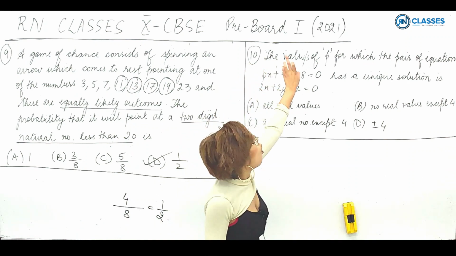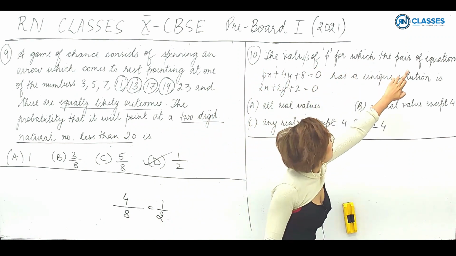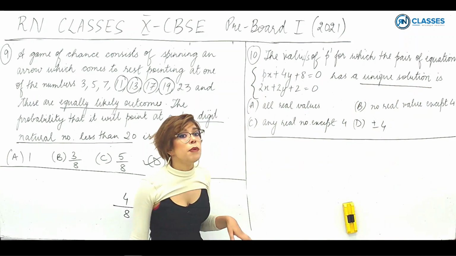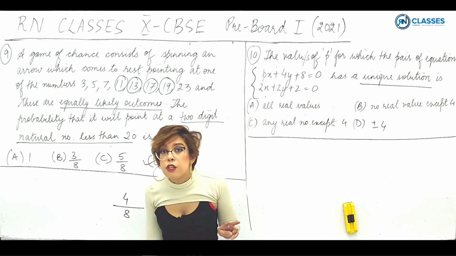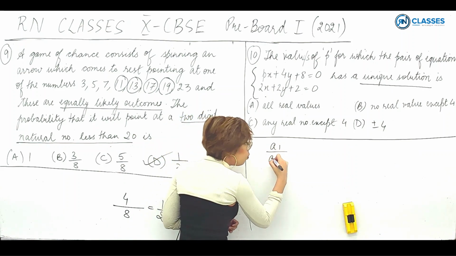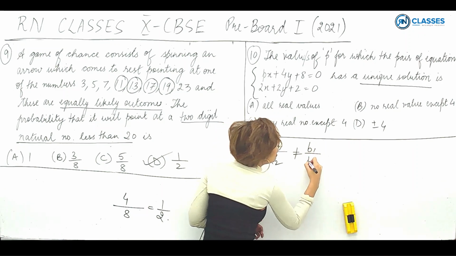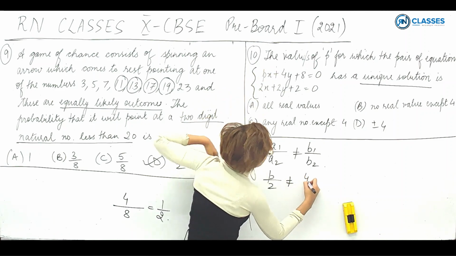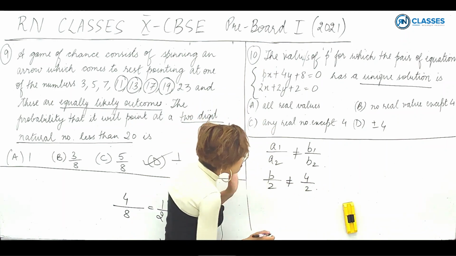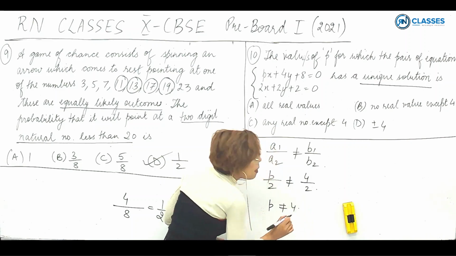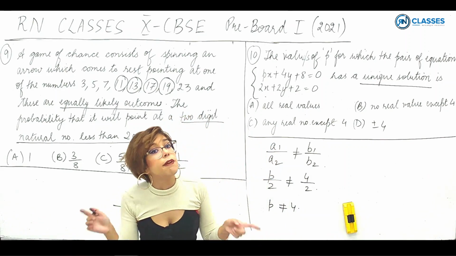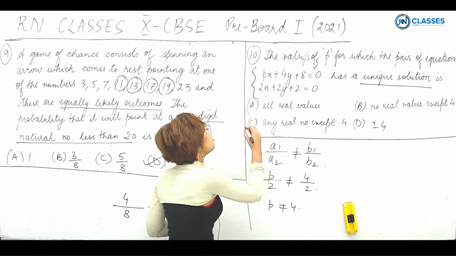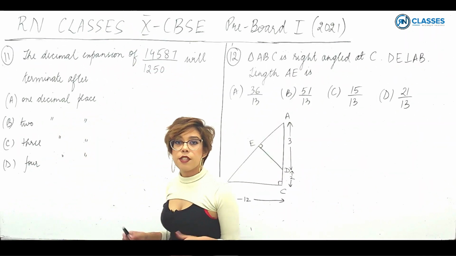He says the value or values of P for which the pair of equations, as in these two, has a unique solution. Now, I know the pair of linear equations will have a unique solution provided A1 by A2 is not equal to B1 by B2. So, that means P by 2 should not be equal to 4 by 2. Right? That means P should not be equal to 4. P can be any number except for 4. It can be any real number except for 4. That means option C is the correct one. Alright, so the next one.